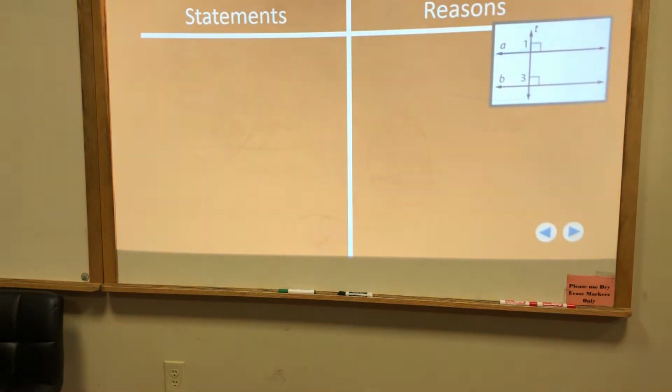So here we go. We're starting with the first statement, and let's walk through this together. The first statement is always our given, right? And so what is our given? A is perpendicular to t, and B is perpendicular to t. Here's why: because it's given. Good. So you got that. No questions. Perfect.